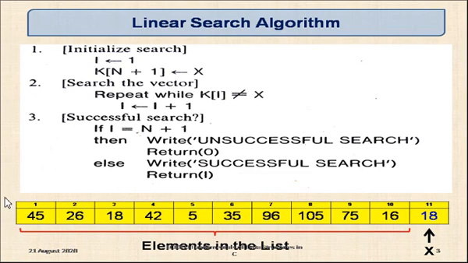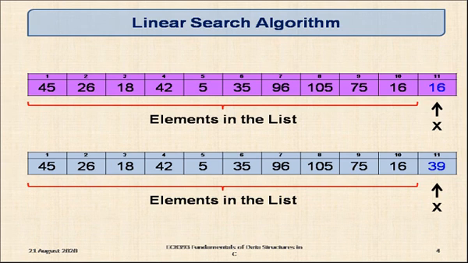No location is 0 in our list. Our list is having the locations 1 to 10. If we get 0 as the answer, that means that is an unsuccessful search. Hope you understood. This is what is called the linear search.